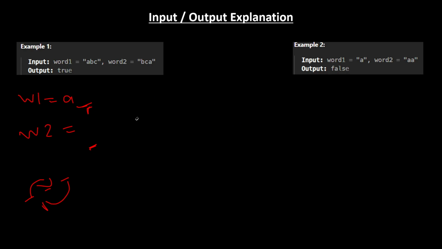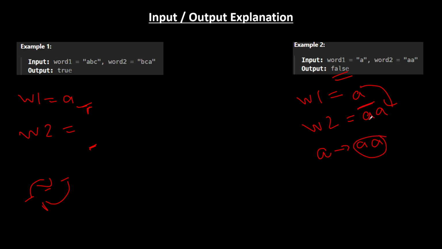In example 2, word 1 is given as A and word 2 is given as double A. It gives false, because A cannot be converted to two times A. Basically, you cannot increase the characters. You have to use what you have, and you cannot delete them either.